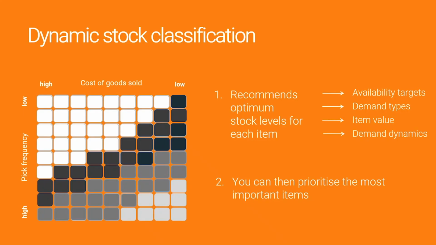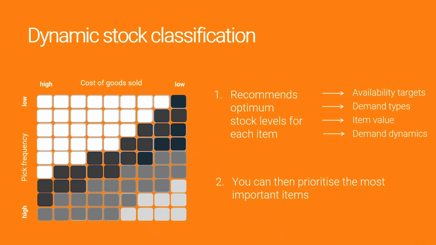So how can EazyStock help? Well, EazyStock uses a smarter form of ABC analysis to recommend optimum stock levels for each SKU in your portfolio. It does this by taking stock classification much further than ABC analysis, and it automatically classifies stock based on a range of factors. These include demand types, which we talked about with the forecasting earlier. It'll also look at item value or the cost of goods sold, and also demand dynamics such as pick frequency, the demand types and demand volatility.